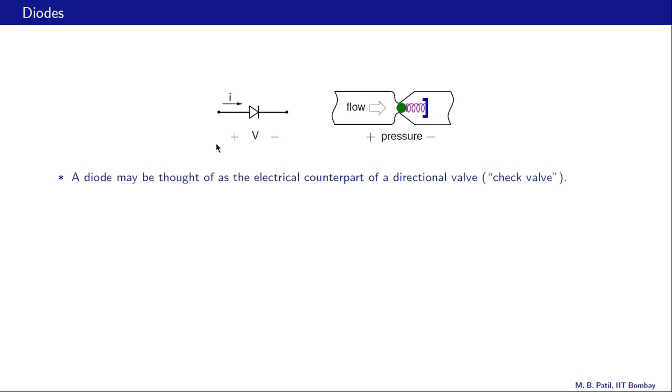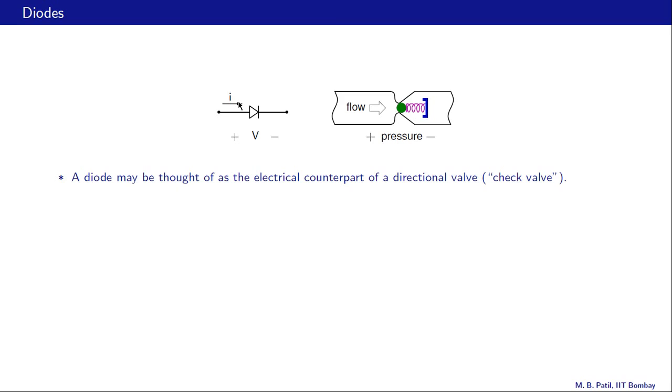Let us now start our discussion of diodes. A diode is a two-terminal device as shown here. This side is called the P end or the anode, and this side is called the N end or the cathode. The voltage difference across the device is denoted by V, and the current through the device is denoted by I.